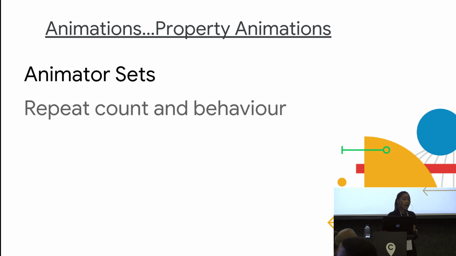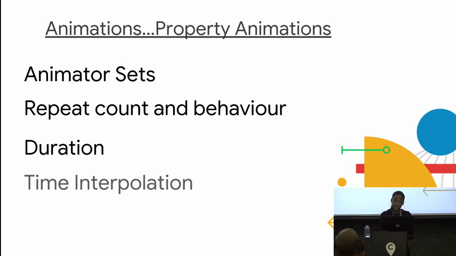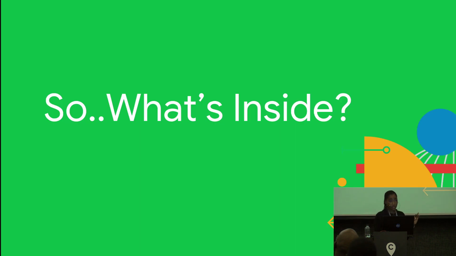You also have repeat count and behavior: how many times you want an animation to run, and how it should play out. You also have duration, how long you want your animation to go on for. Time interpolation, which defines the rate of change of an animation. And frame refresh delays.